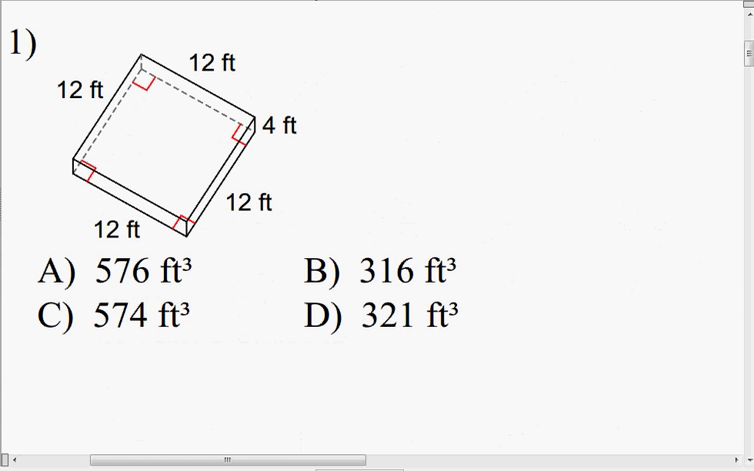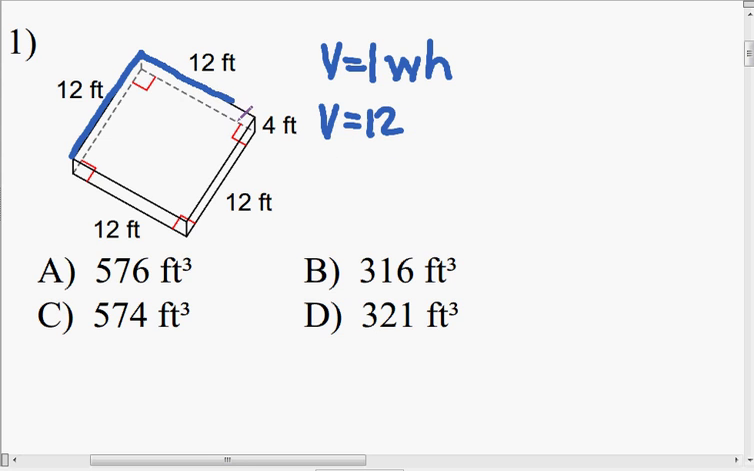I'll go back. I'll write the formula. Volume equals length times width times height. I find my length, and I look at one of the faces. I'm looking at the top face in this picture. My length is 12. My width is 12. And my height is 4.